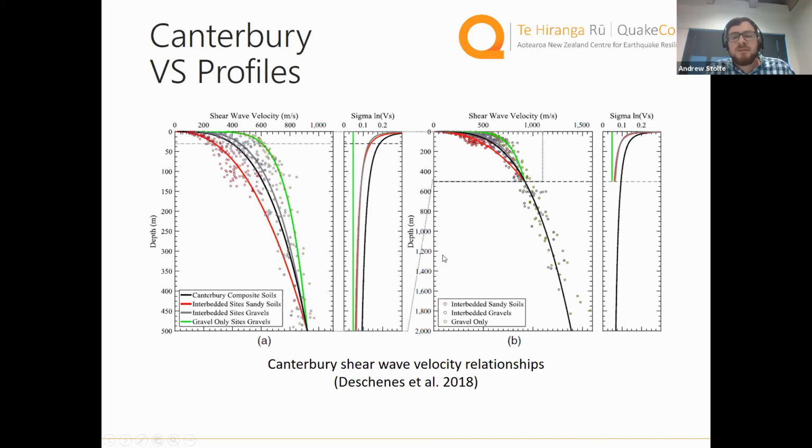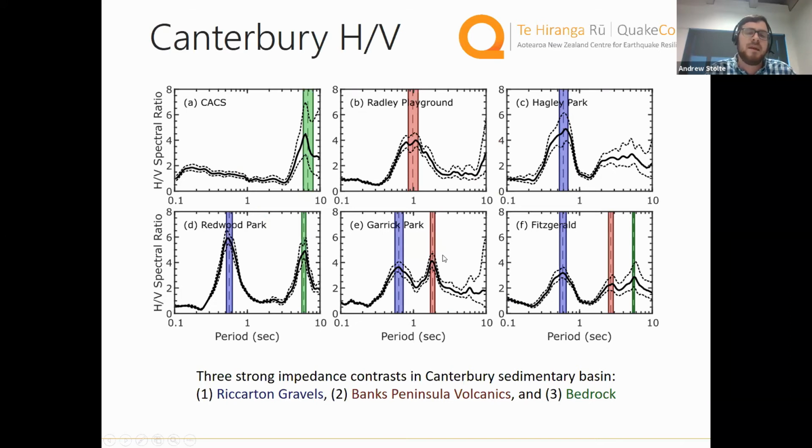And now I'm going to hop into something that I've dealt with, the H/V data from the Canterbury Plains. As I briefly alluded to earlier, in the Canterbury Basin we can see three strong impedance contrasts. The shallowest is associated with the Riccarton gravels. These are the peaks I'm highlighting in blue here. The best example here is at Hagley Park, where we're only seeing the impedance contrast due to the soft Christchurch sand silt formation overlying the stiffer Riccarton gravels.